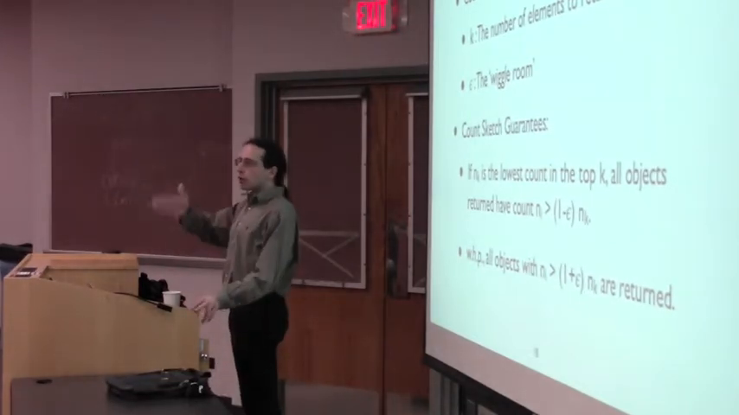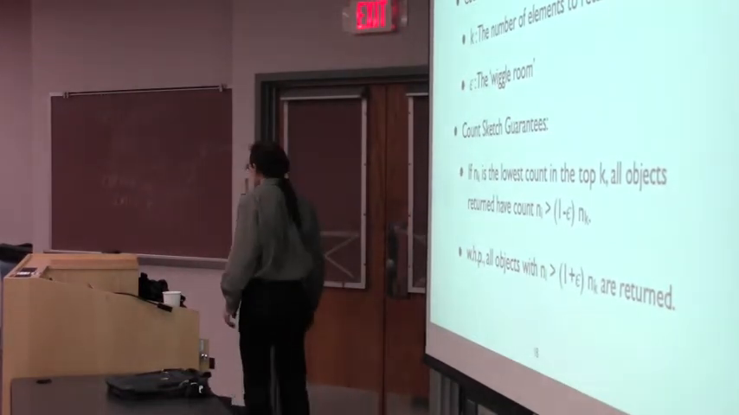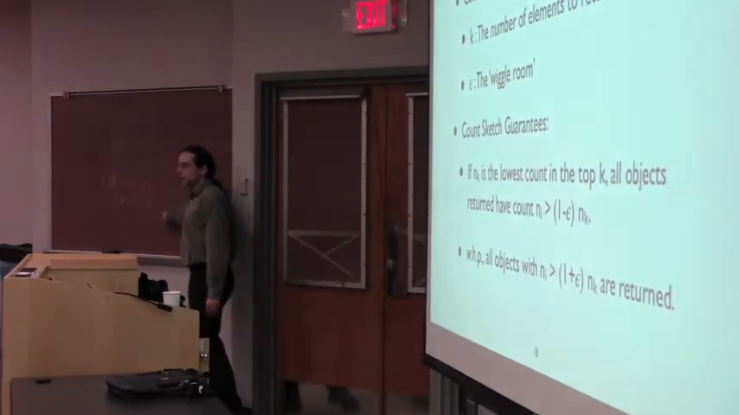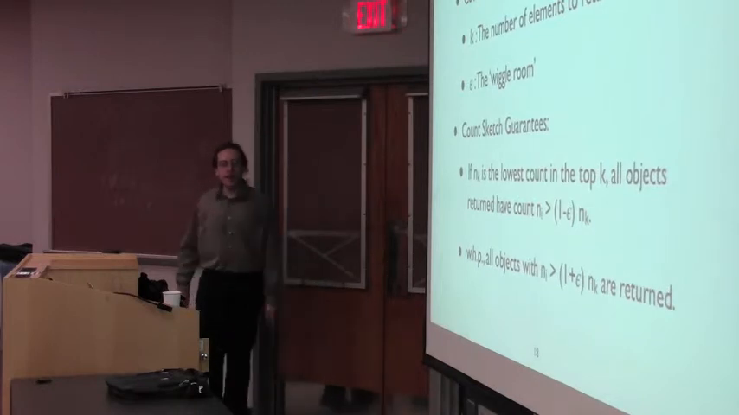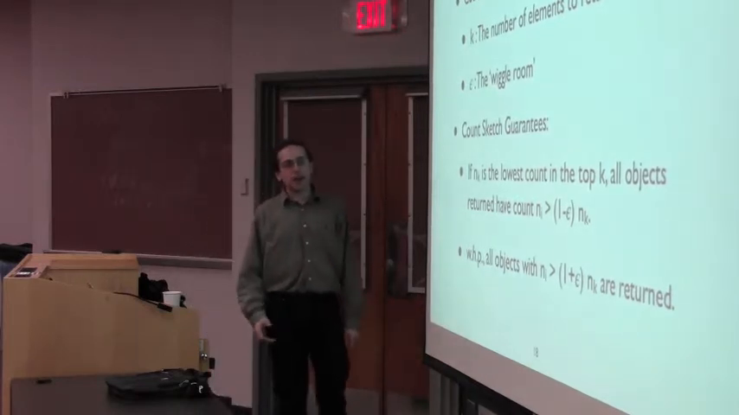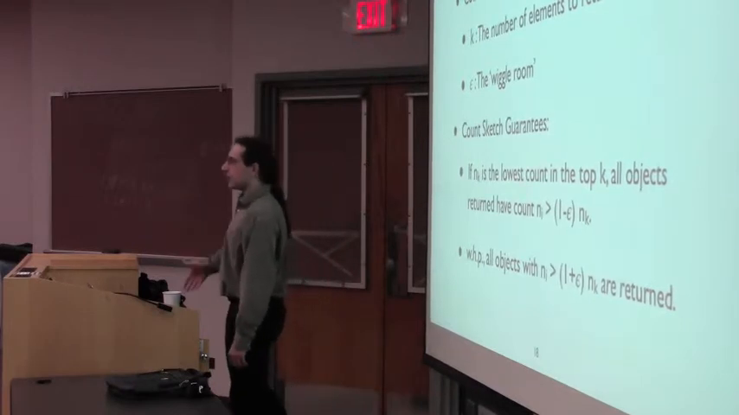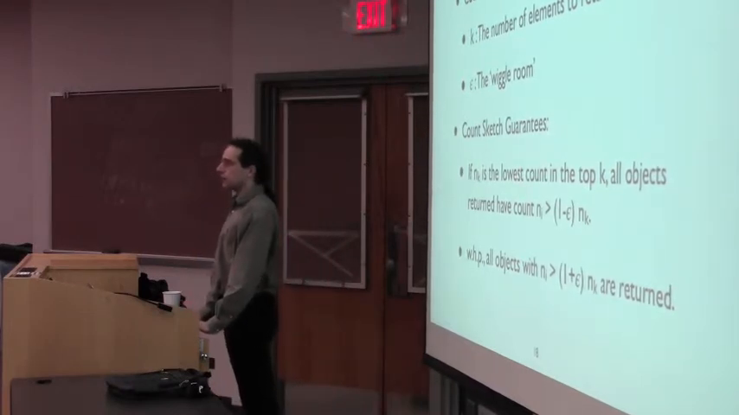So the smallest value that would be returned by this query, we're going to call that nk. And we're going to guarantee that every item we return has at least one minus epsilon of nk. Can you explain? Has a count.